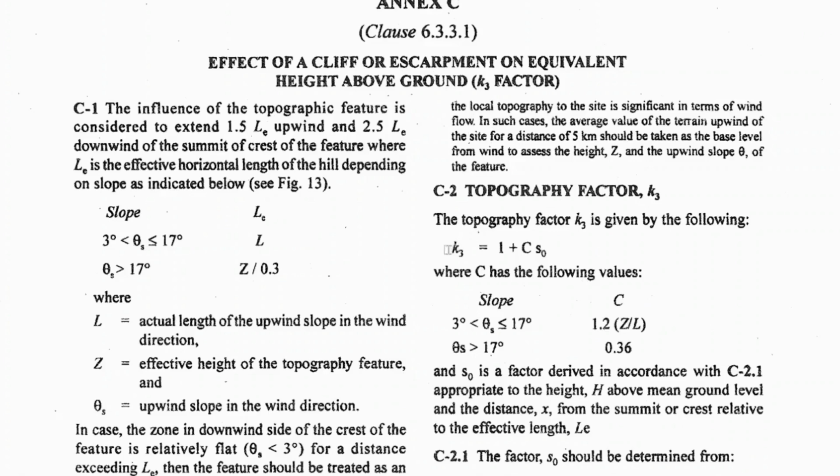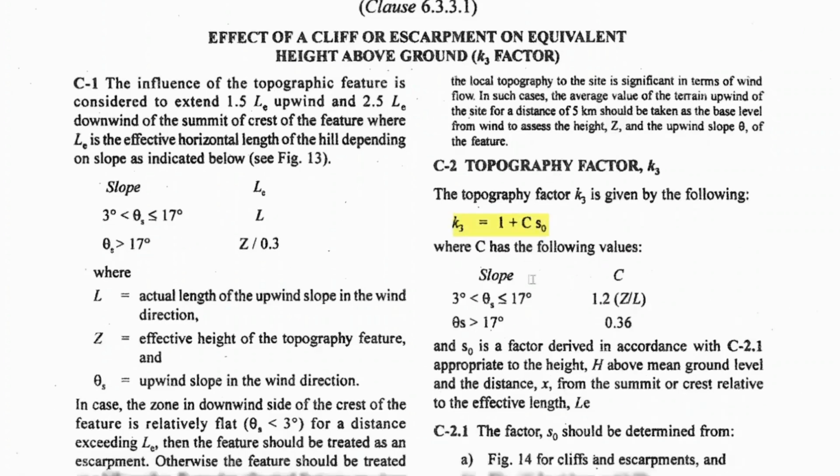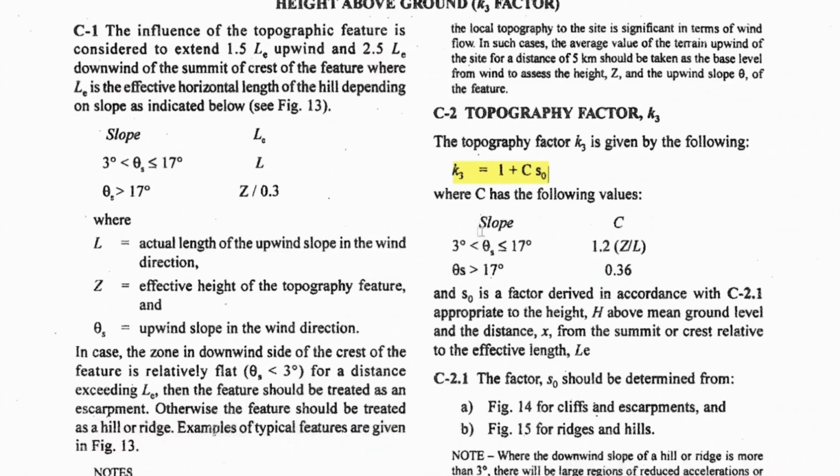K3 will be calculated using this formula, that is 1 plus C S, where C will be calculated using this criteria: if the slope lies in a range of 3 degrees to 17 degrees, then C will be equal to 1.75. And if it is greater than 17 degrees, then it will be equal to 0.36, where Z is your effective height of a topography feature, and L is your actual length of the upwind slope in the wind direction.